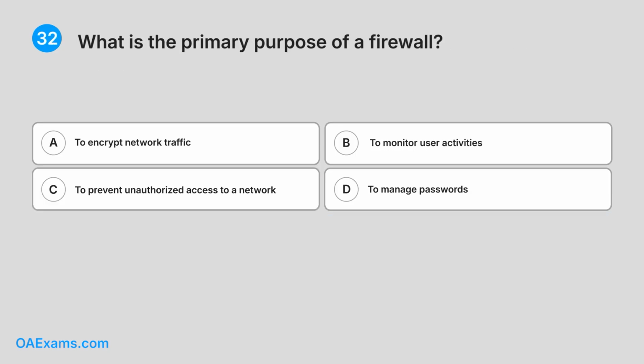32. What is the primary purpose of a firewall? A. To encrypt network traffic. B. To monitor user activities. C. To prevent unauthorized access to a network. D. To manage passwords. Can you guess the answer?